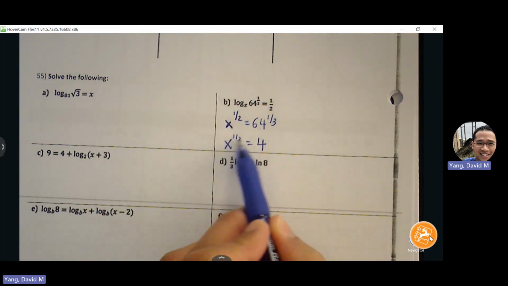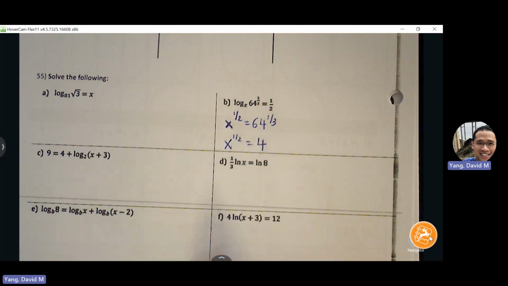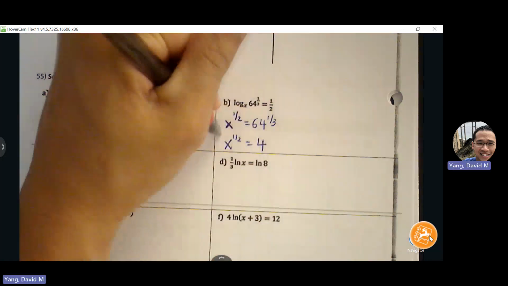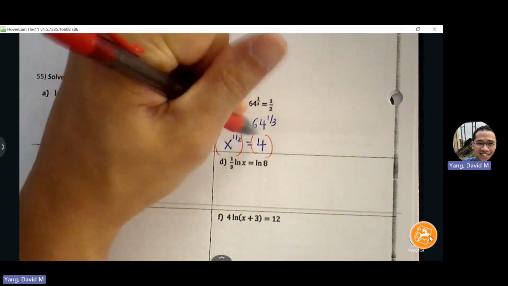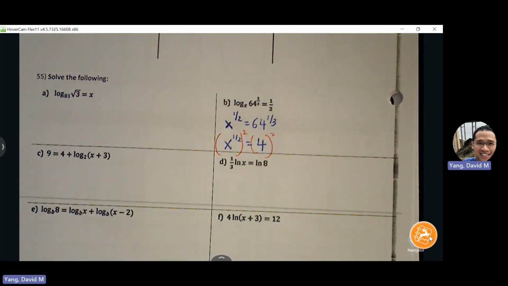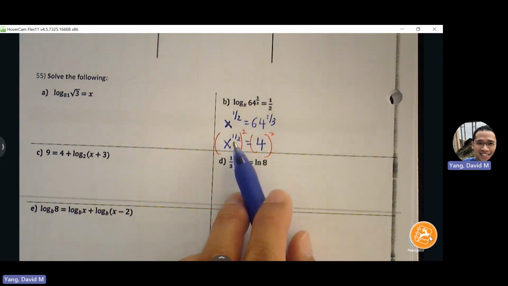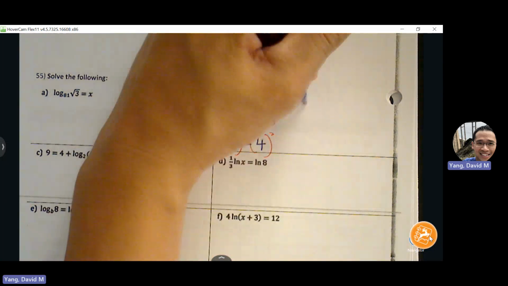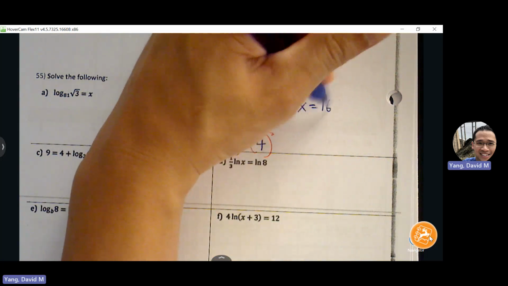I want to get rid of that 1/2. So if I square both sides, basically that's a square root right there. And then if it's negative, it means to flip it, right? That's right. If it's negative, that means you're going to flip that x to the denominator. But yeah, 1/2 times 2 is 1. 4 squared is 16. So x is 16.